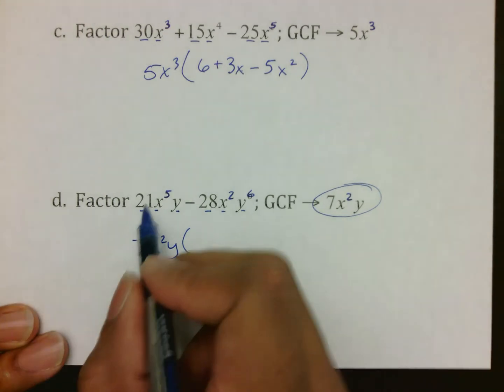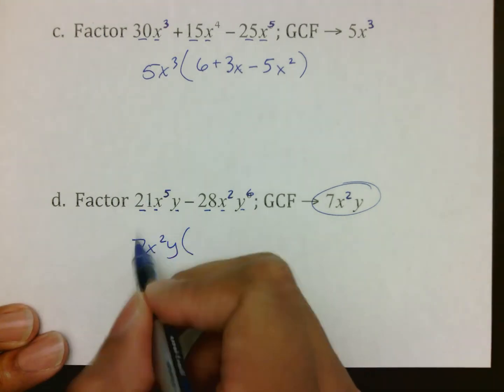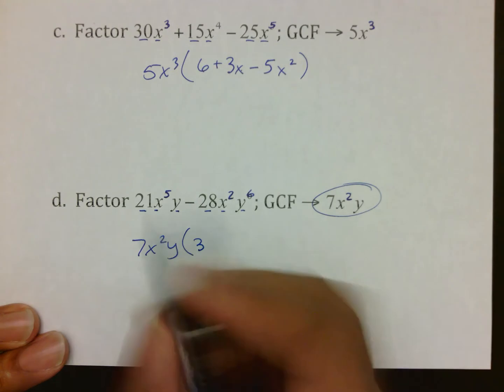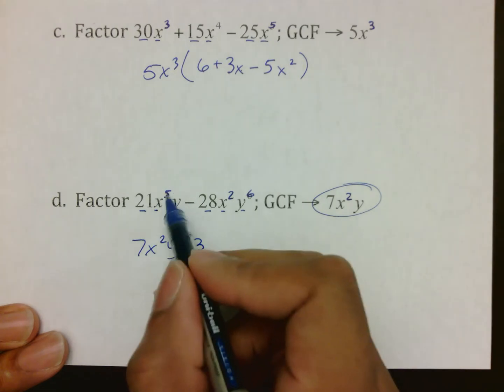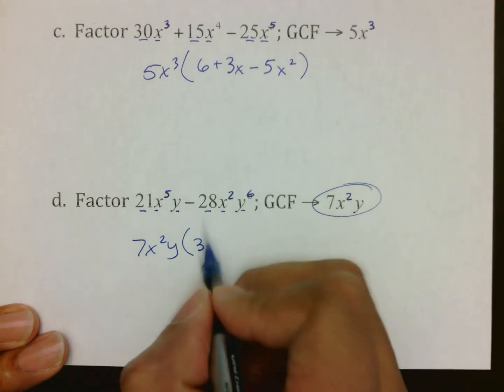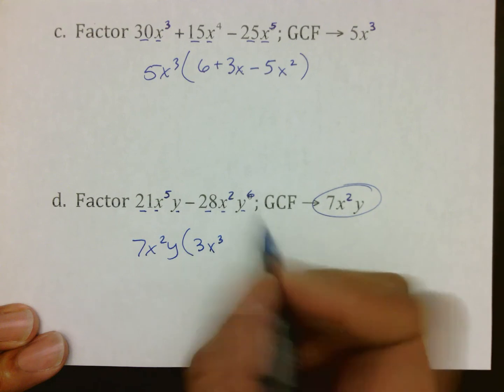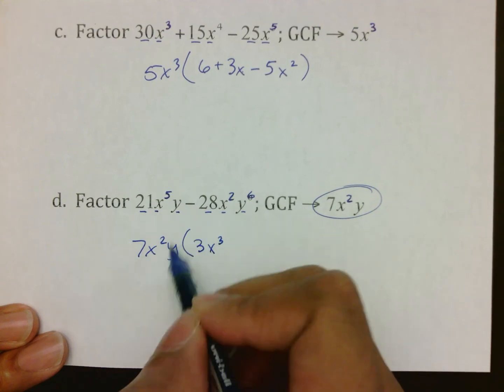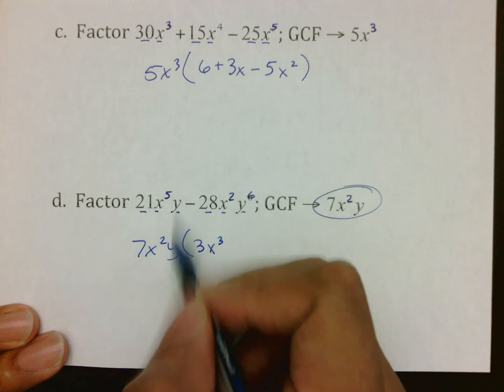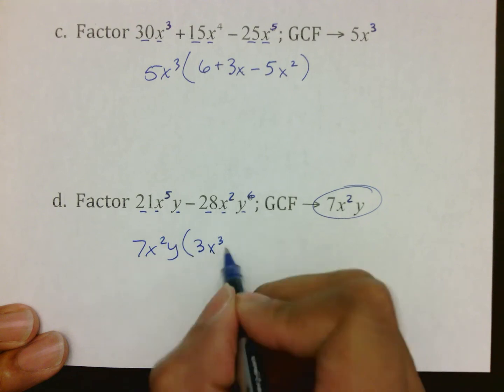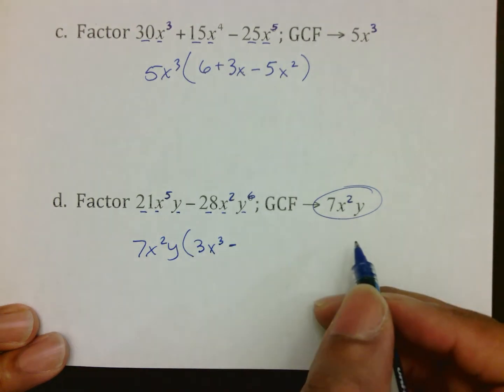Alright, so here, 21 needs to be changed. Well, 21 gets divided by 7 and turns into a 3. X needs to be changed. I had 5 x's. I took 2 x's off. That should leave me with 3 x's. Here I have 1 y. I took 1 y off. That means that the y's are gone. If I have 1 and I took it off, that means there's nothing left there.